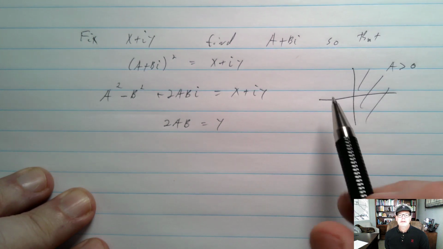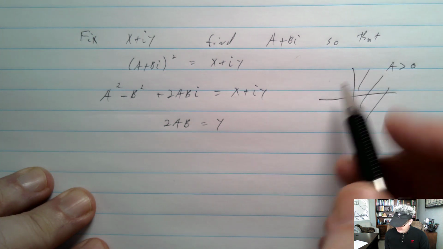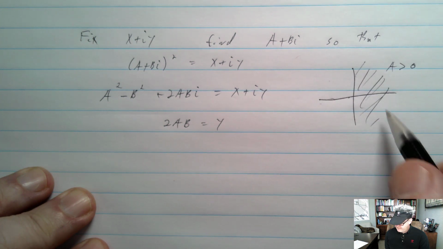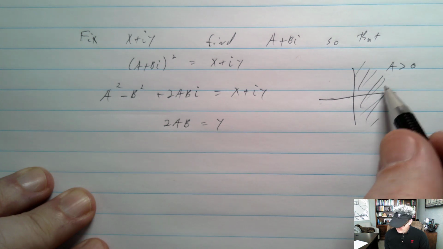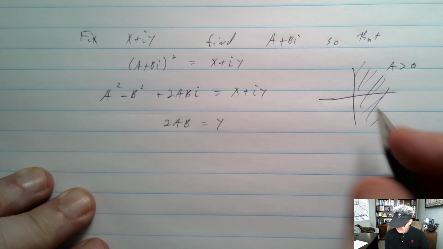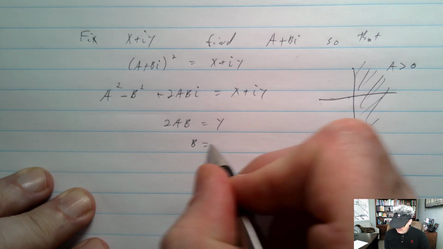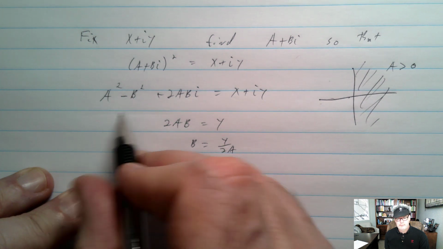Okay, so I want, for any point in the plane, except maybe on the negative x-axis, it's the square of some point on the right half plane. So a is greater than 0. What I want to do is solve for a. To do that, I'll first solve for b. So b will be y over 2a, and then substitute this into the real equation.